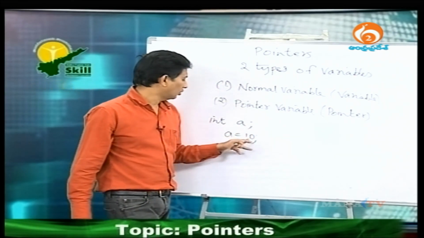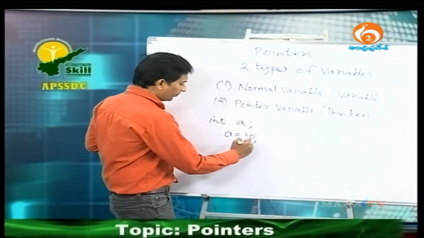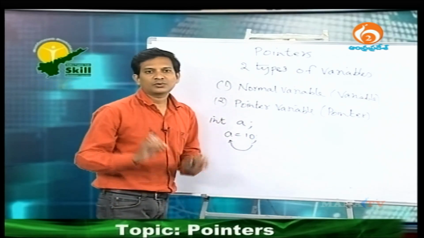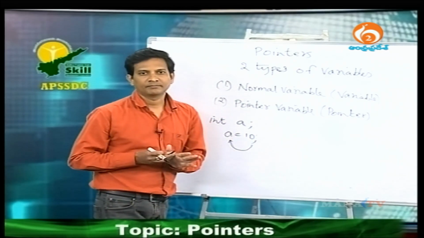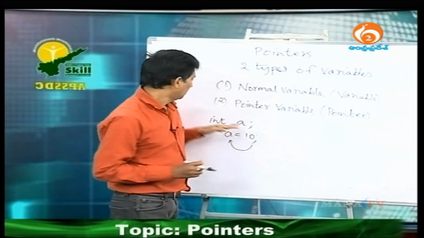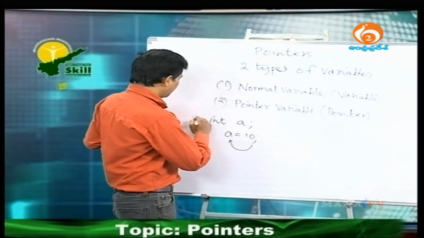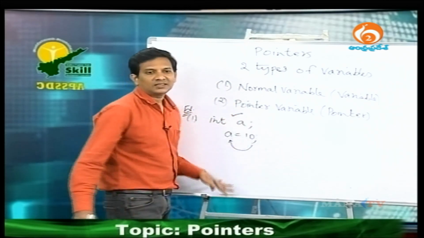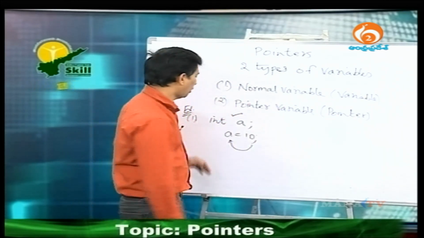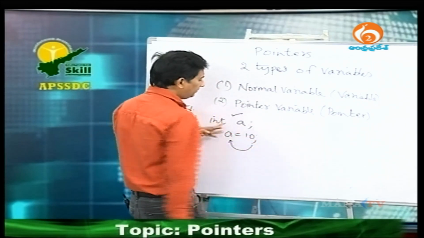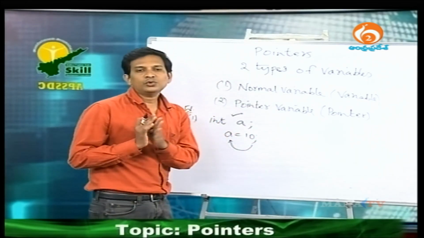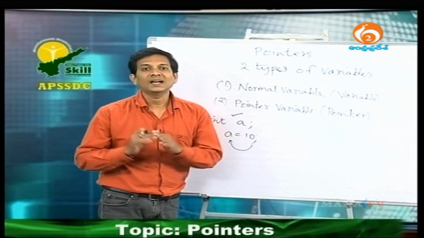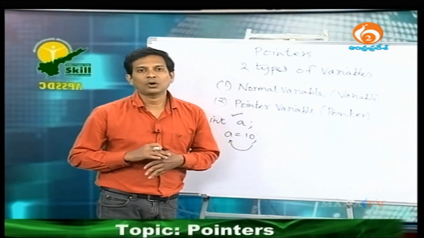So, 10 is stored, assigned into variable a. It stores only the values. Okay. This part we have already seen in so many example programs. Now, we are going to see the pointers. Pointers means which is used to store the address of the variable, not the value. It is used to store the address of the variable, and is called pointer.